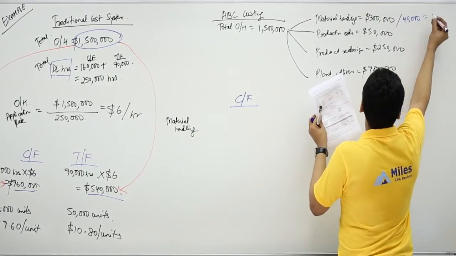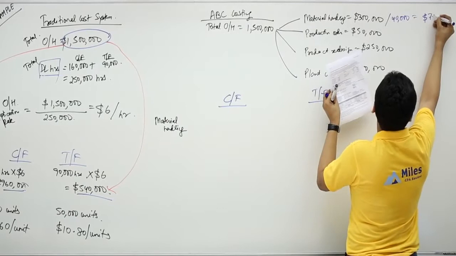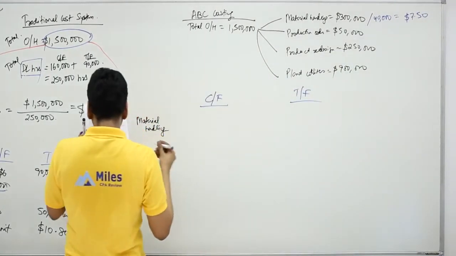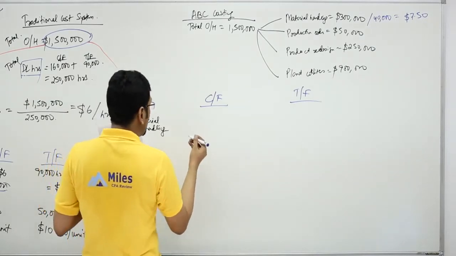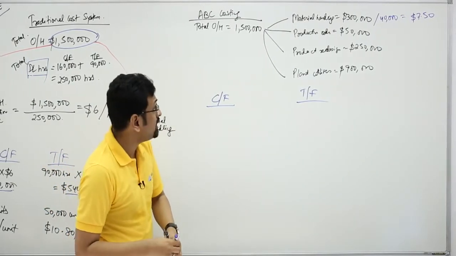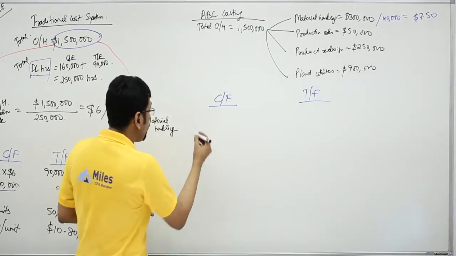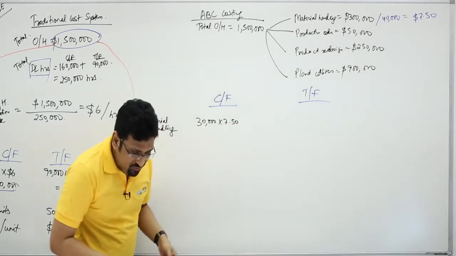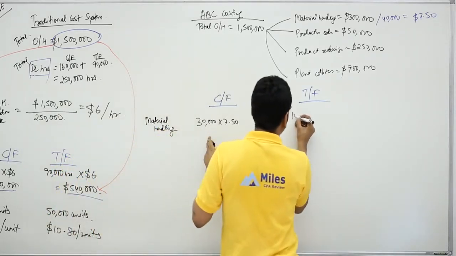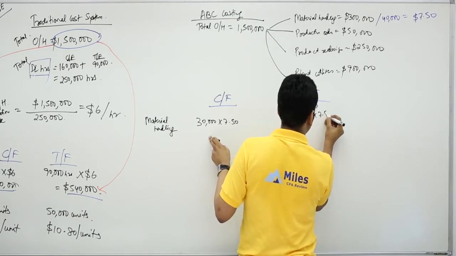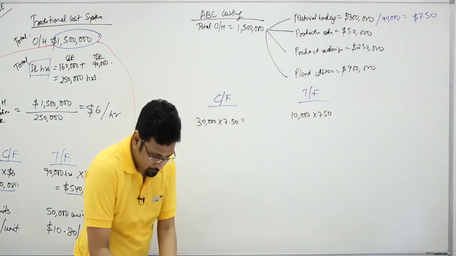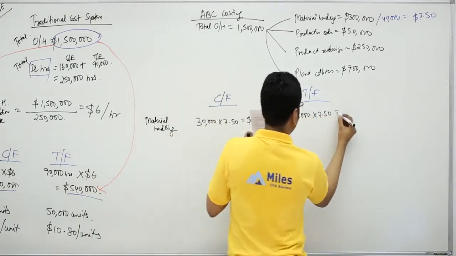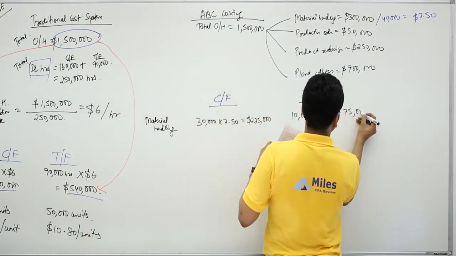So you could say that's $7.50 per pound. So for ceiling fan, where they handled 30,000 pounds, we have 30,000 pounds into $7.50. Table fan, they handled 10,000 pounds into 7.5. So this would be $225,000 and this would be $75,000.